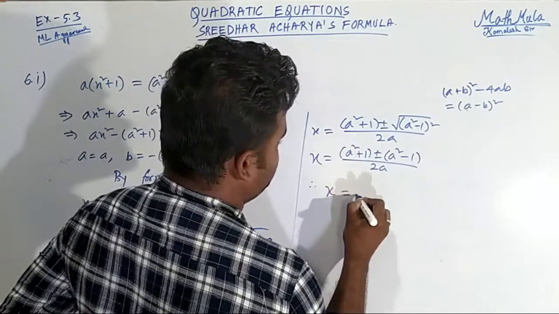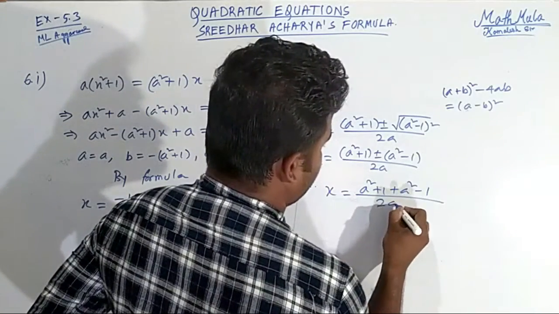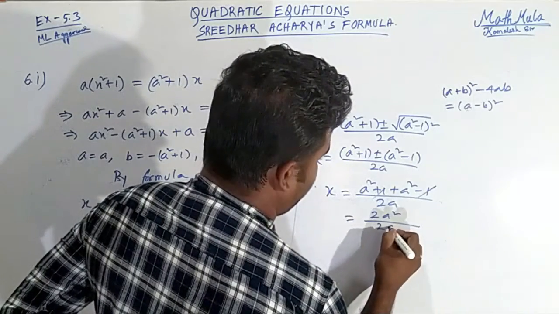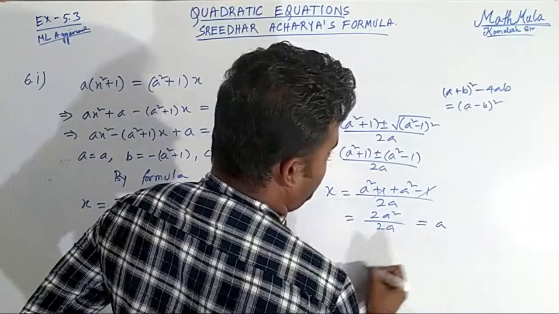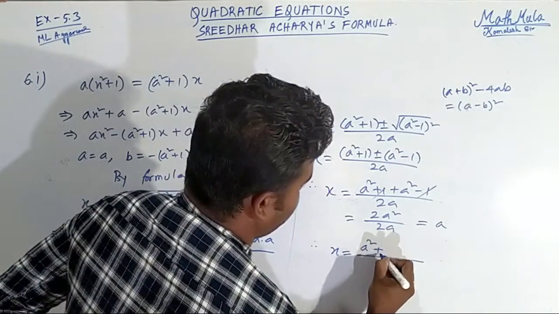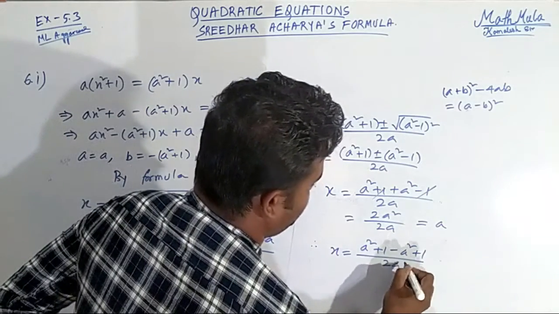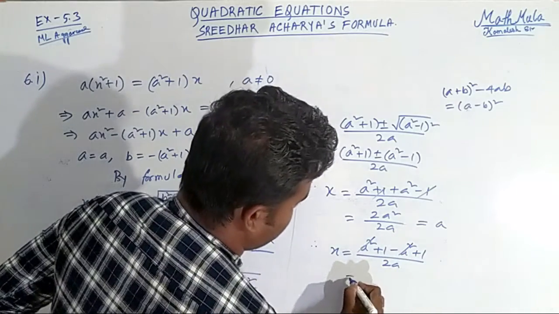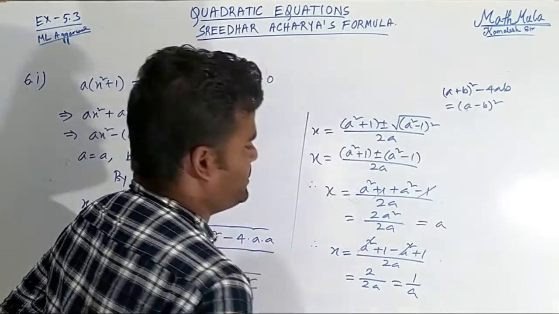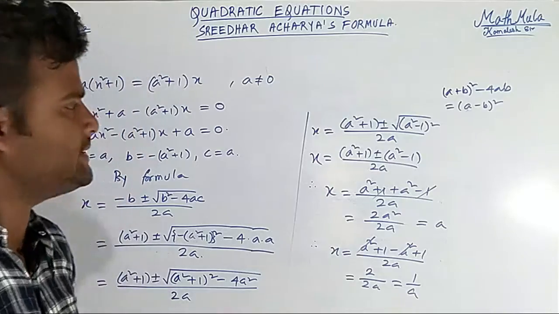The solution x is equal to (a square plus 1 plus a square minus 1) by 2a. The 1 will be cancelled, and this is 2a square by 2a, so this is equal to a only. Now for the second solution, x is equal to (a square plus 1 minus a square plus 1) by 2a. Now a square will be cancelled, and this is equal to 2 by 2a, and 2 will be cancelled, so this is equal to 1 by a. So one of the solutions is a, another solution is 1 by a. That's it.